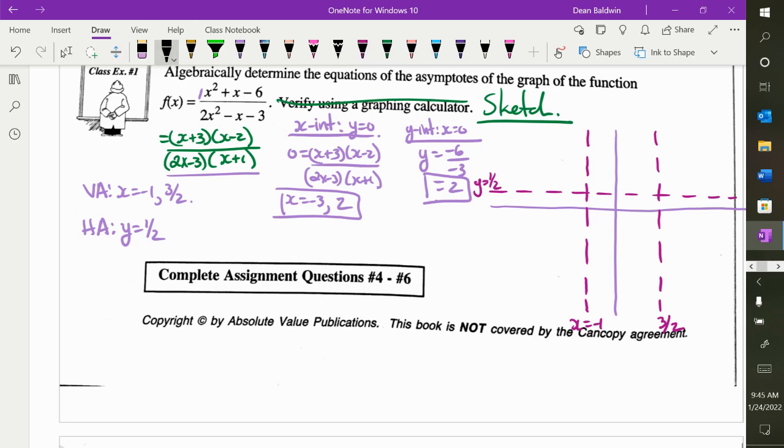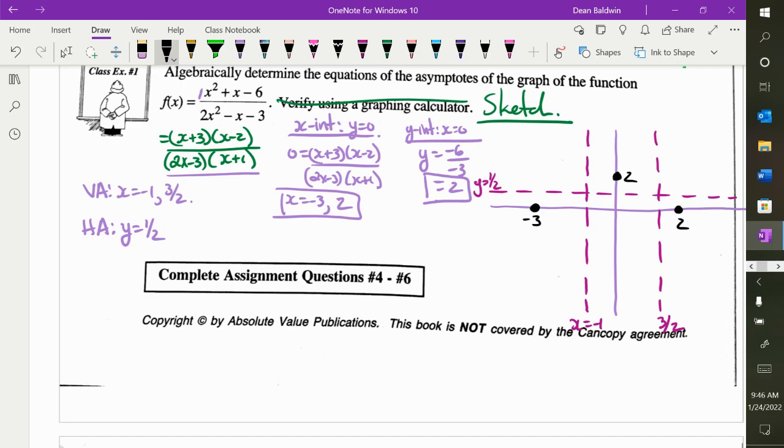So, x-intercepts are at -3 and 2. -3 is somewhere over here. 2 is right about there. Everybody with me? Okay. Y-intercept is at 2. If our horizontal asymptote is at 1/2, that means the y-intercept has to be above it. Do you have to do any test points now?